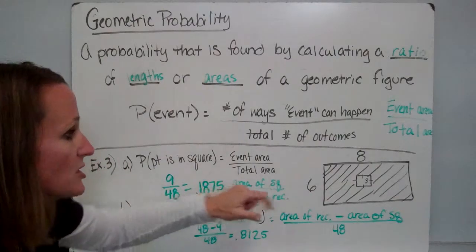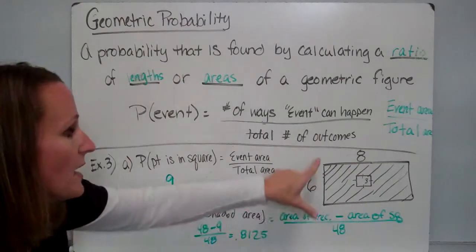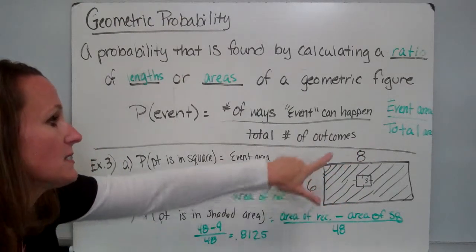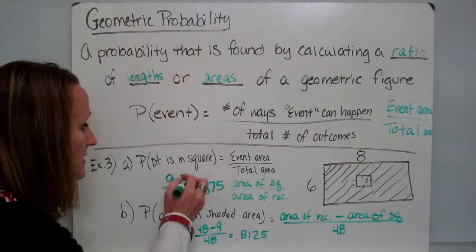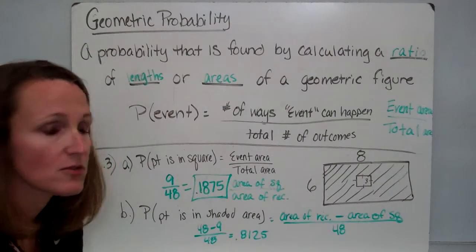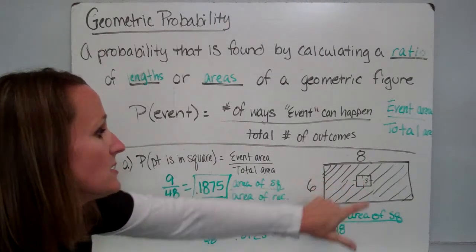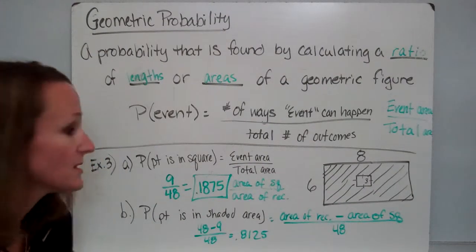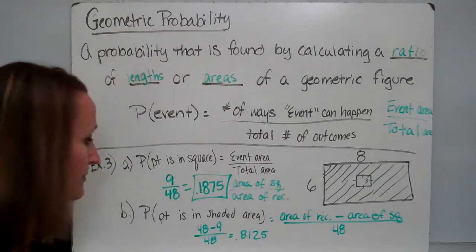Well, the area of the square is going to be 3 by 3 or 9. The area of this rectangle is 6 times 8 or 48. 9 divided by 48 is 0.1875. So the probability of throwing something and having it land in this square is 0.1875.